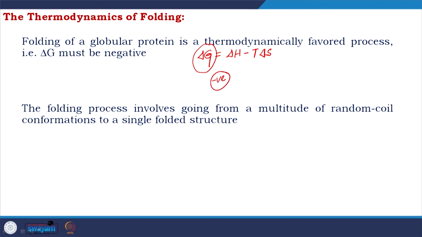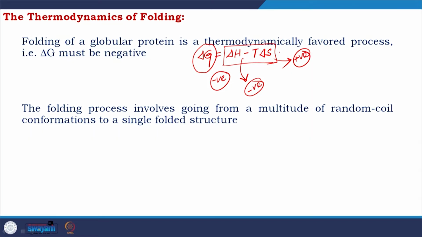For del G to be negative, this sum has to be negative, right. So del H has to be negative, whereas del S has to be, these are the possibilities, right.